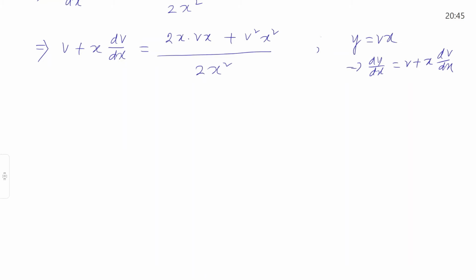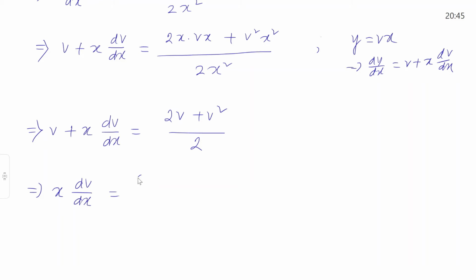Simplify. Simplify this: v plus x dv/dx is equal to, here x square will be common and cancel, so the numerator is twice v plus v square, by 2. Shift v to the right side: x into dv/dx, same process. This is 2v plus v square by 2 minus v.